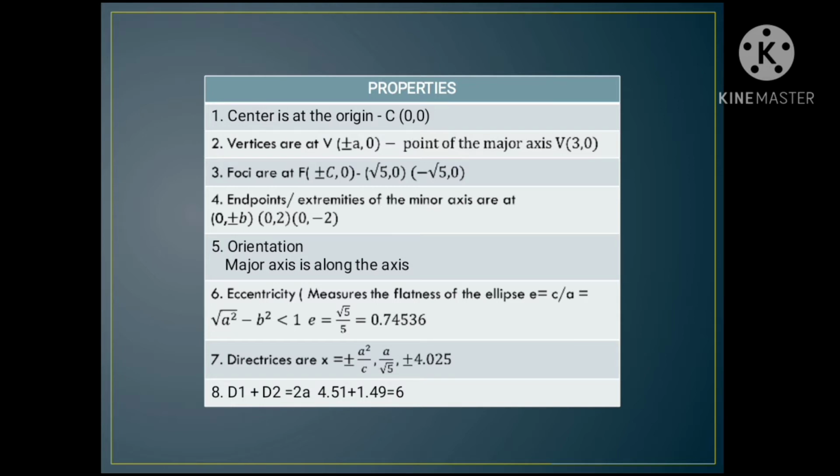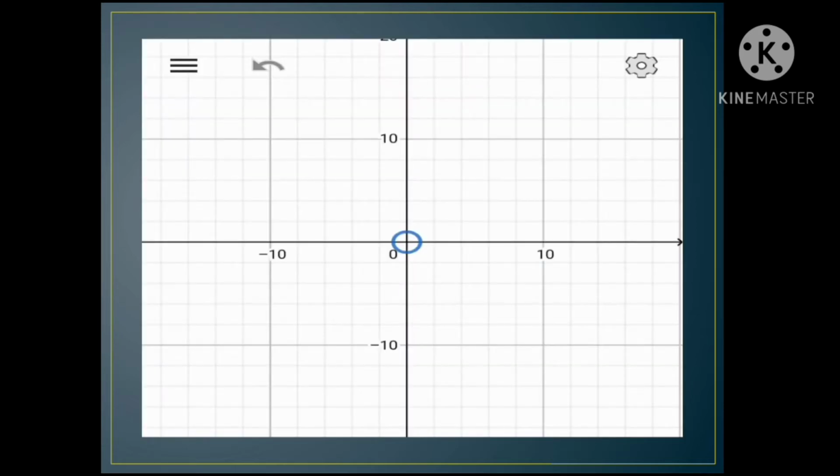The eccentricity, which measures the flatness of the ellipse, E is equal to C over A, the square root of A squared minus B squared, less than 1. The directrices are x is equal to positive and negative A squared over C. Then D1 plus D2 is equal to 2A. So those are the properties of the ellipse.